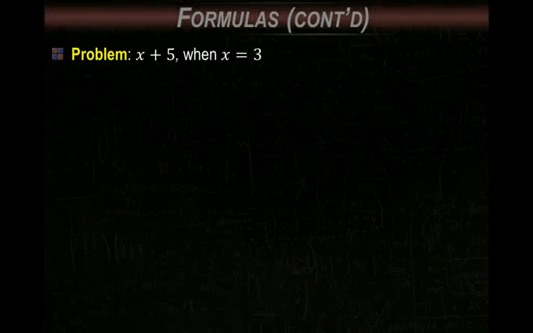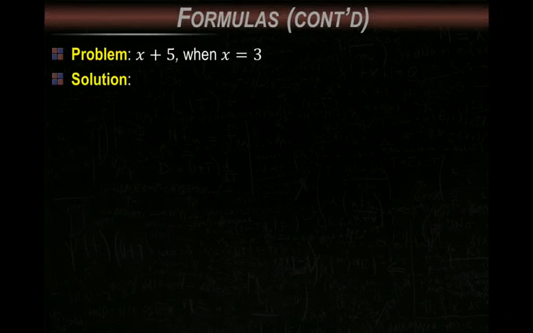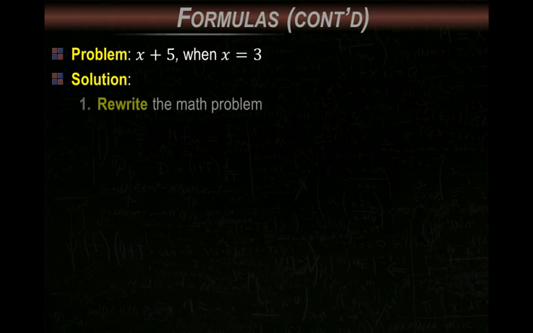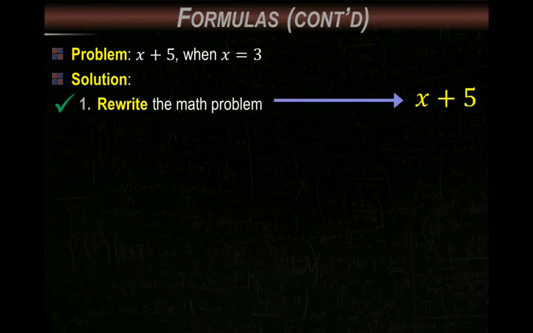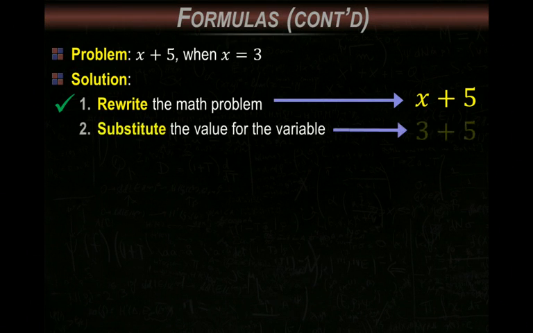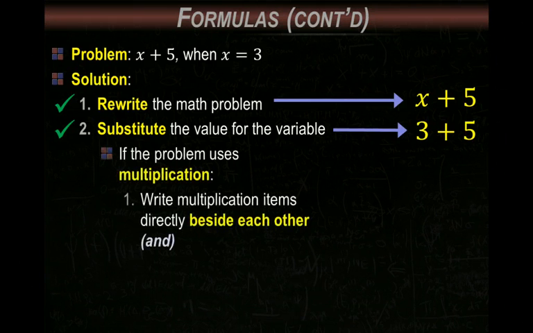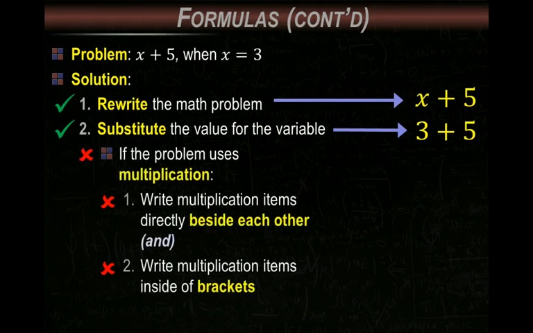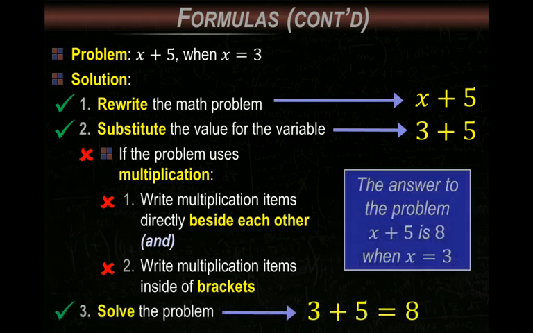Okay, so let's take a look. Here's the problem. X plus 5 when x equals 3. Now we're going to go through the steps. Step 1, rewrite it. X plus 5. Step 2, substitute the value. But does it involve multiplication? No, no multiplication, so I don't have to worry about these steps. And then solve it. So the important thing was the substitution. The 3 went in place of the x. Okay, it's substituted in. That was a pretty easy one.